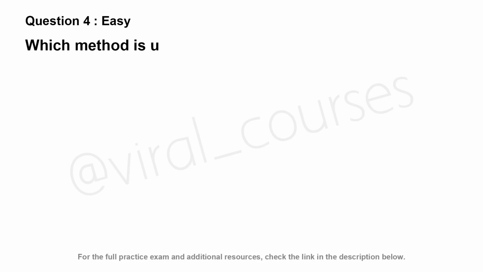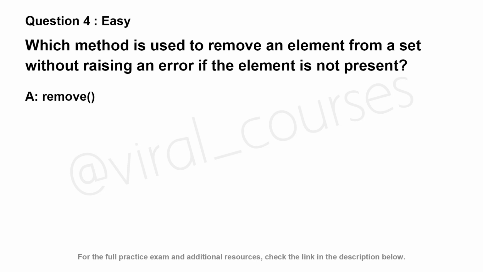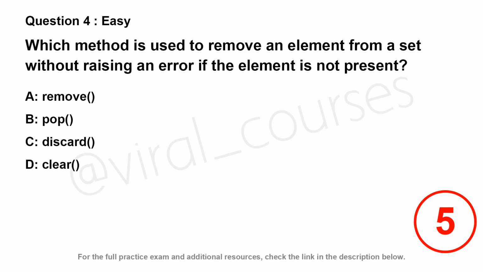Which method is used to remove an element from a set without raising an error if the element is not present? Option A, remove. Option B, pop. Option C, discard. Option D, clear.